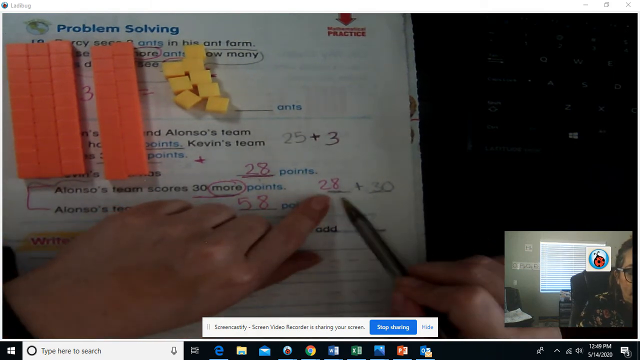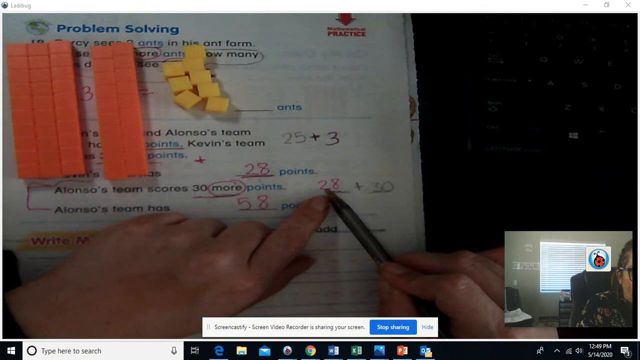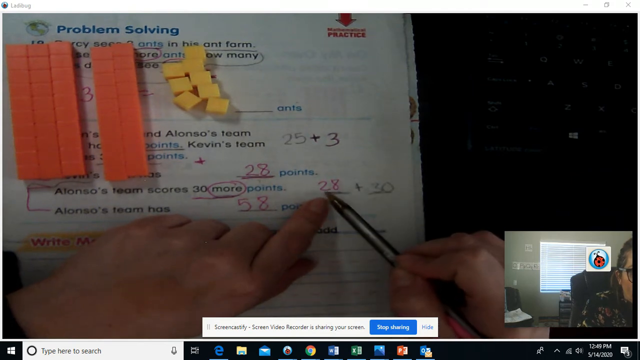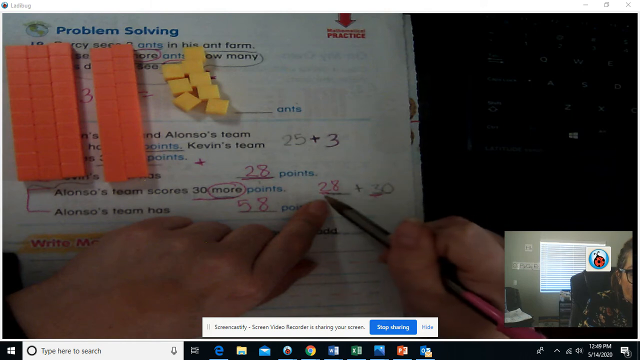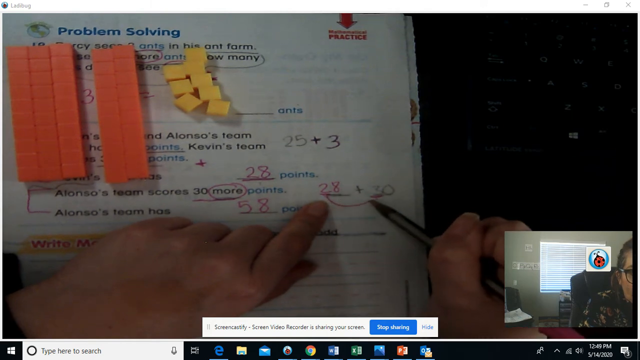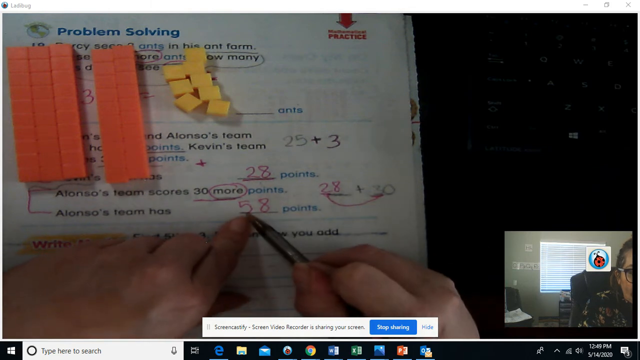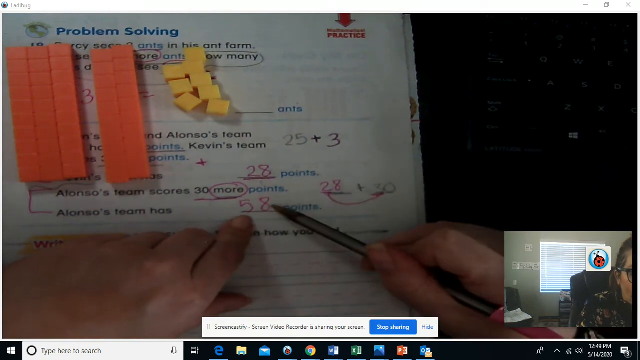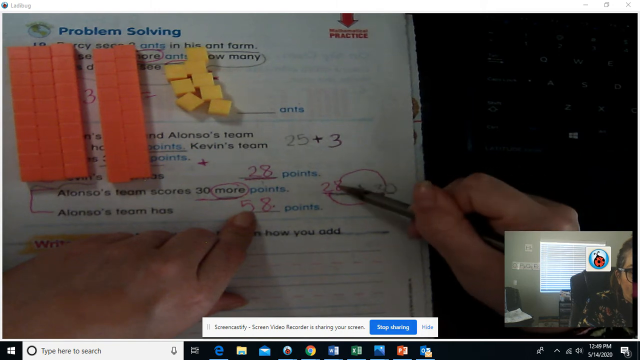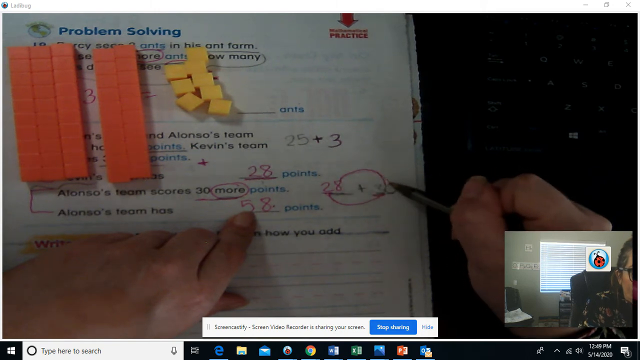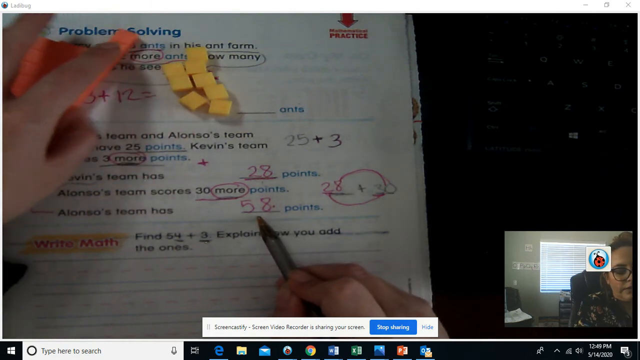Another strategy is to look at your tens place value. 28 plus 30. The tens place value is the first number right now. So we have 2 plus 3. 2 plus 3 is 5. And then we have 8 plus 0. So the second number. 8 plus 0 is 8. So Alonso's team has 58 points.